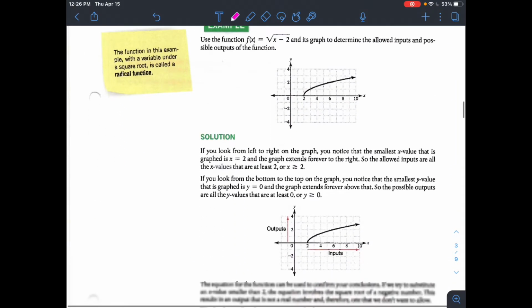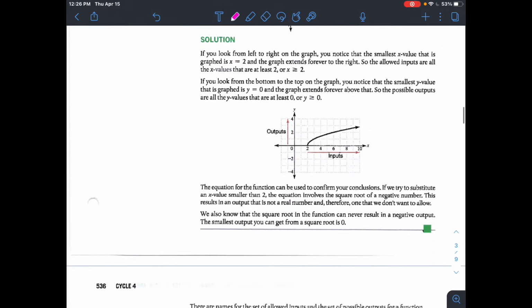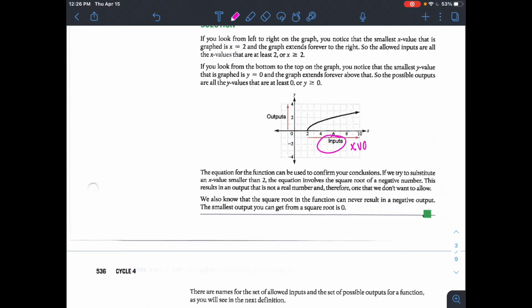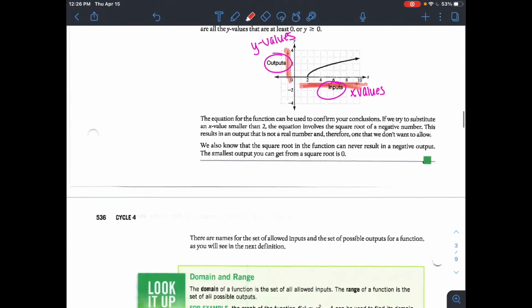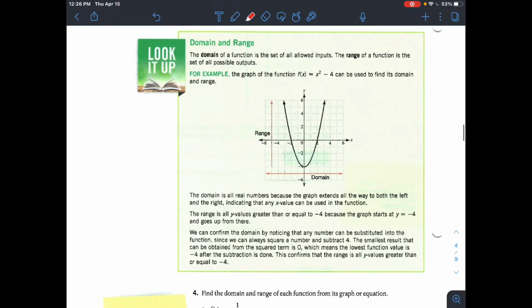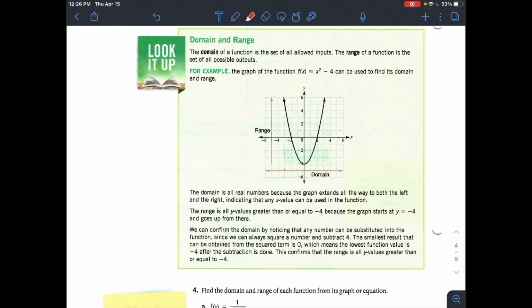All right, let's see. Here's some more examples of inputs and outputs. Remember, inputs are my x values, outputs are my y values. Inputs go left and right, outputs go up and down because x's go left and right, y's go up and down. Domain and range, we're going to talk about this because students always seem to struggle with domain and range. The domain of a function is all of the inputs, okay? Domain is my inputs. And remember, we know that inputs are x values. So that means that my domain is all of my x values going from left to right. Okay, and I'll write that down.